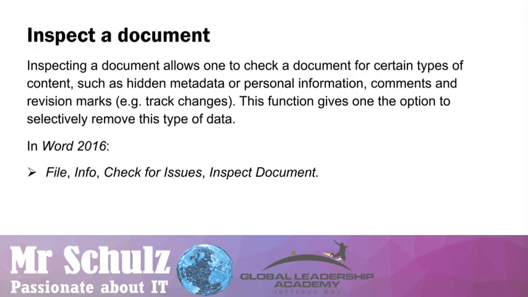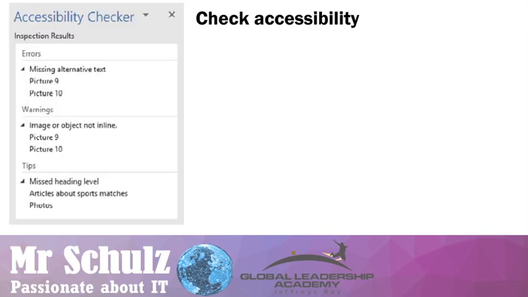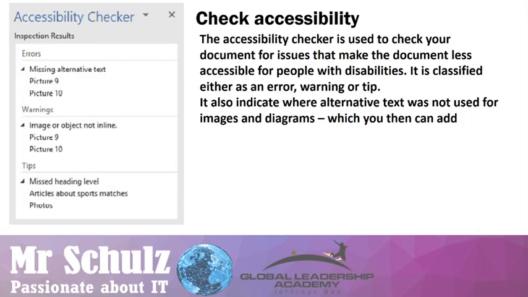And then another thing that we can do before sharing our document is to check accessibility. We have an accessibility checker, and that is specifically used to check the document for issues that make the document less accessible for people with disabilities, blind, deaf, etc., or simple hearing disabilities. It's classified either as an error, warning, or a tip. And then within the accessibility checker, you can also check whether you have entered alternative text for images.